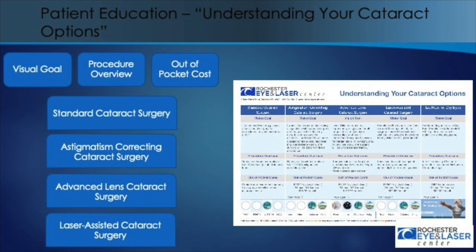The second column is the toric lens, the astigmatism correcting cataract surgery. This category is going to help you with the distance vision, but it's also going to fix your astigmatism if you have one. That one's out-of-pocket cost is around $2,300, and that includes the laser as well. That includes all of our fees and all of the surgery center's fees. So in order to use the laser, you have to pay, because insurance doesn't cover it. And then for the actual lens, you have to pay for the lens.